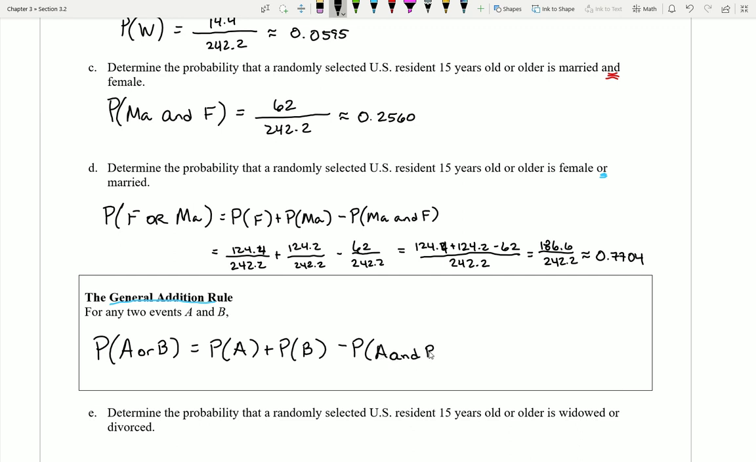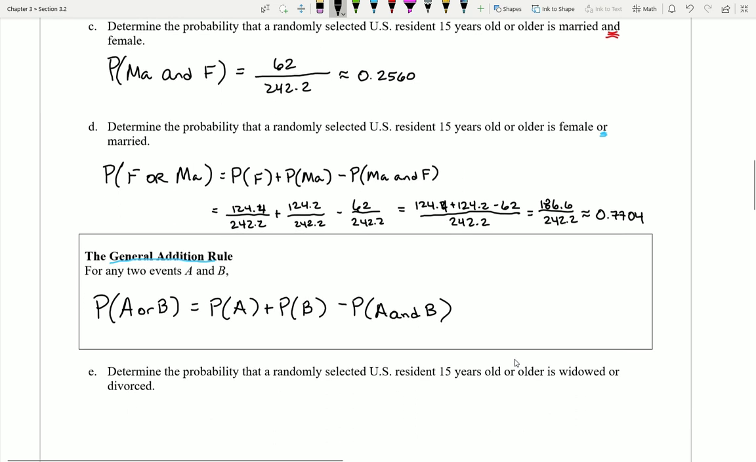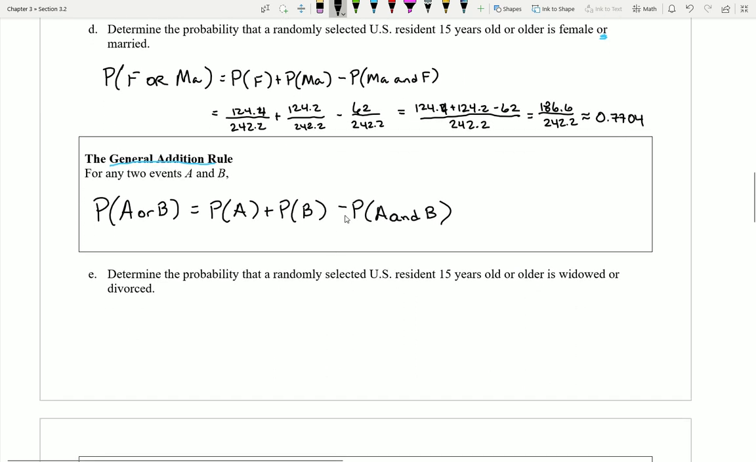So again, what this formula is doing for us is giving us a shortcut. It's saying, you want to calculate the left side? Here's a formula for how to do that on the right. Now, let's take a look at how I can use this even if I have events that are disjoint. Take a look at something like Part E. Determine the probability that a randomly selected U.S. resident is widowed or is divorced. Okay, well, I'm going to go ahead and just start writing down what this probability rule would look like. So I would have probability of widowed plus probability of divorced minus the probability of widowed and divorced.